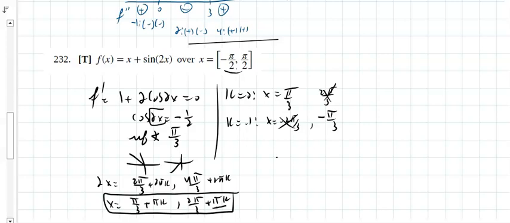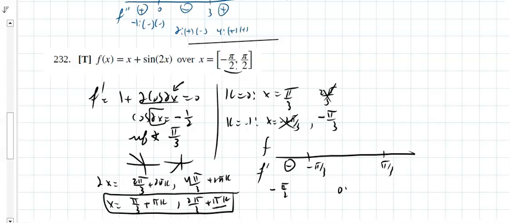So I have 2 points to test. I have negative pi over 3 to play with and pi over 3. There is my derivative. There's my f. I pick a point to the left of negative pi over 3. Let's say negative pi over 2. If you put negative pi over 2 in the derivative, 2 times that is negative pi. Cosine of negative pi is negative 1. Negative 2 plus 1 is negative.